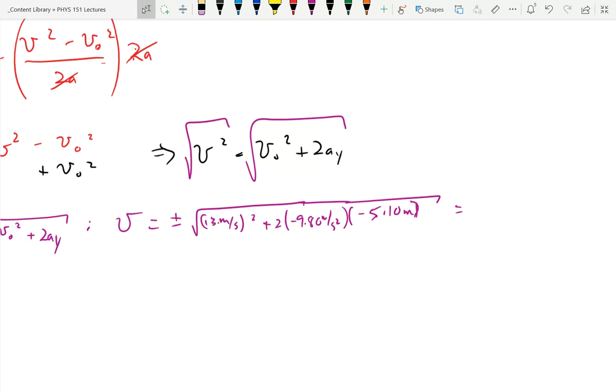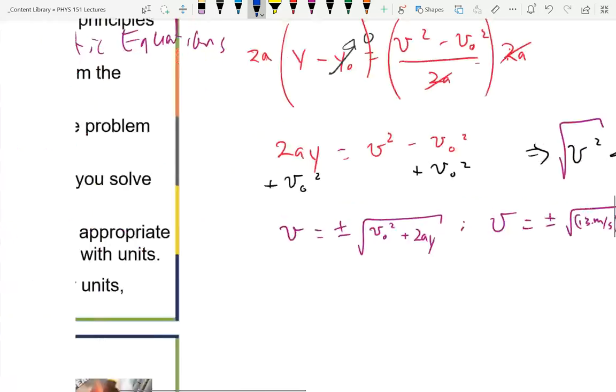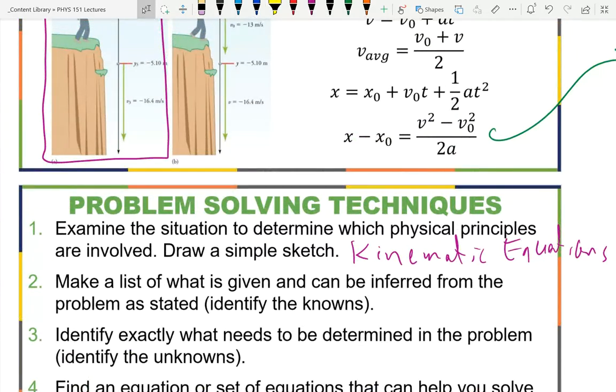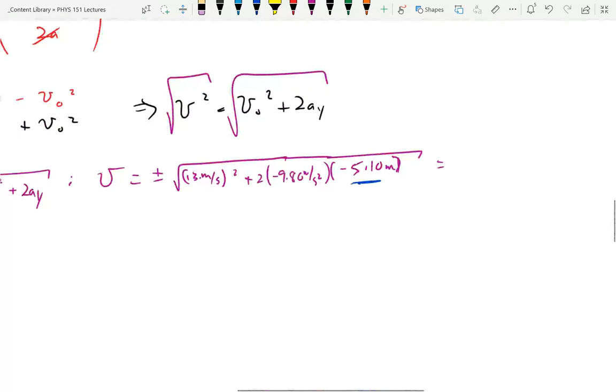Please note it's minus 9.8 times minus 5.1. Negative times a negative is a positive, so you are not going to run into the square root of a negative value. Sorry, this is the y value. The y value was 5.1 because David randomly chose to do it for this case here. Got it. So the square root of that is 16.4.